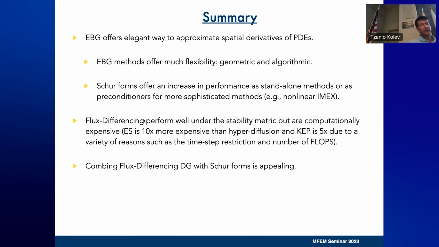But I do think that there's things we can do. We actually have done this in the paper that we've published: the number of floating point operations required by these methods are expensive, but on a GPU they don't seem to be such a big deal. So there's still work to be done. Combining flux differencing in DG with Schur is appealing and something we probably should do.